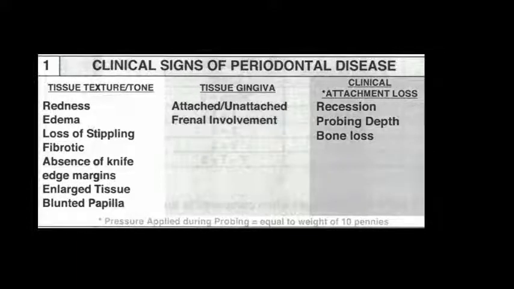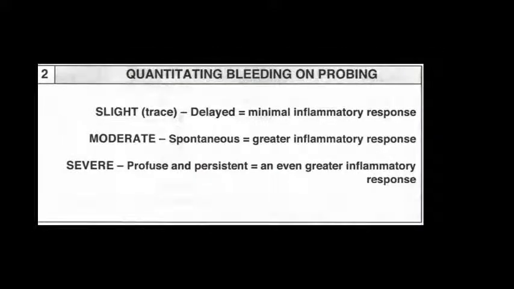Clinical attachment loss includes the sum of the recession, the probing depth, and the bone loss. And in doing this, you will note at the bottom that in probing, you don't gouge the patient. You only use the weight of the probe, which is about the weight of 10 pennies, and you just feel around the tooth, trying to feel if there's calculus, trying to see what the probing depth is, and then we go to the second step, quantitatively doing bleeding on probing.